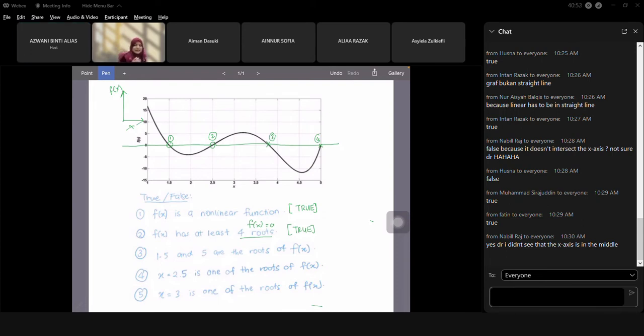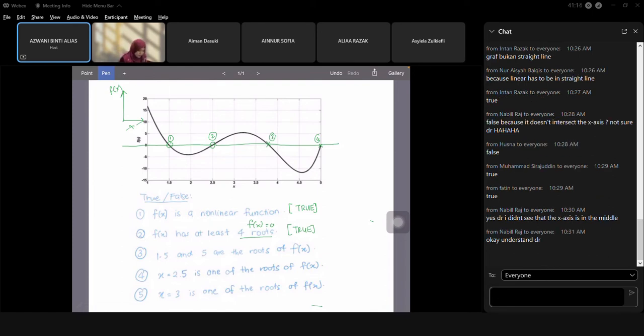Okay. X-axis tu means that each line tu adalah x-axis. Tapi when we consider the solution tu adalah bila kita check when x is equal to 0, y is equal to 0. So you put the x-axis at y equal to 0. Right? So number 3. 1.5 and 5 are the roots of the fx. Betul tak? 1.5 dan juga 5 are the roots of fx.